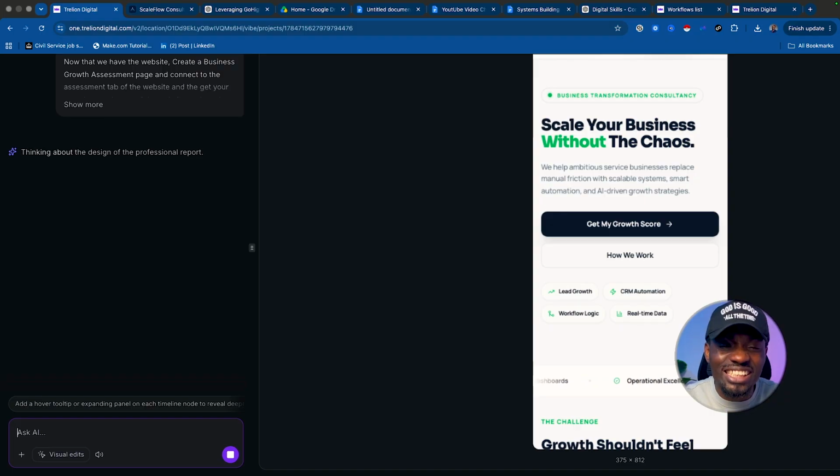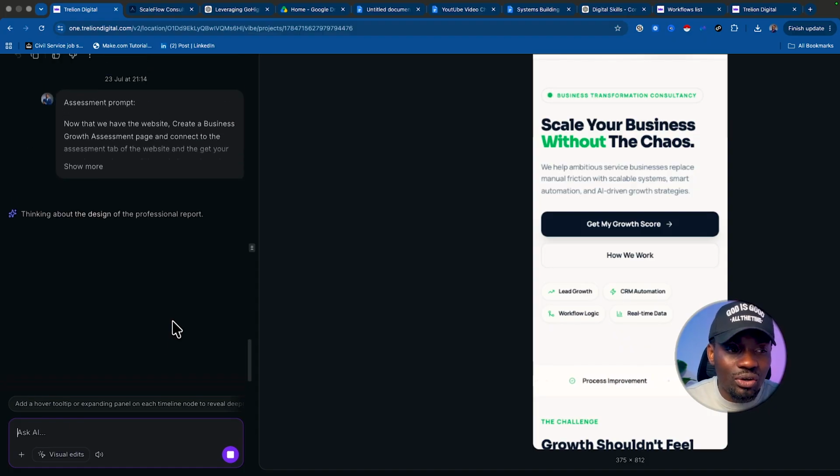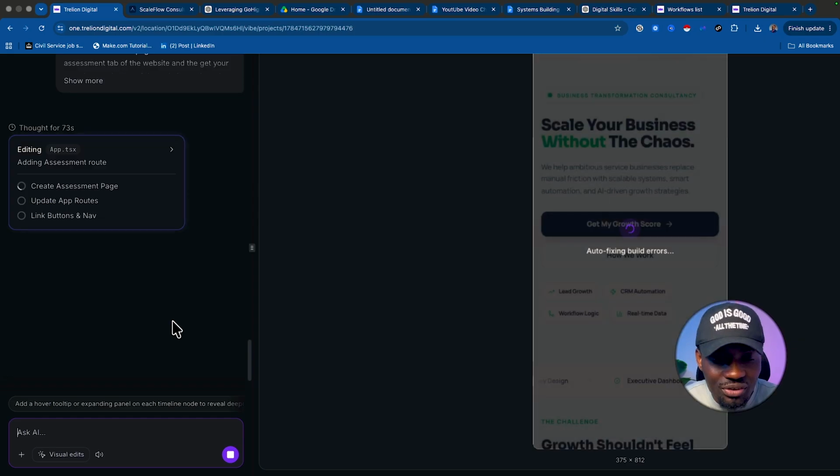Before people get into your calendar, they need to qualify for it. So it's working on it. It's currently building it: creating the assessment page, updating the app routes, and linking the buttons. This is really amazing. GoHighLevel AI Studio is really good. There are so many websites and things that you can build on the GoHighLevel AI Studio.